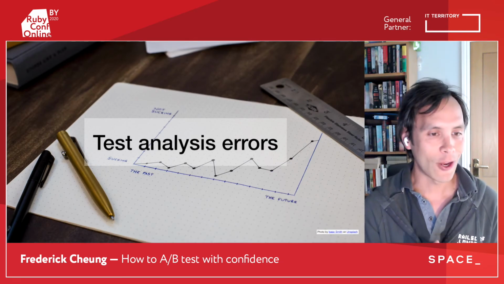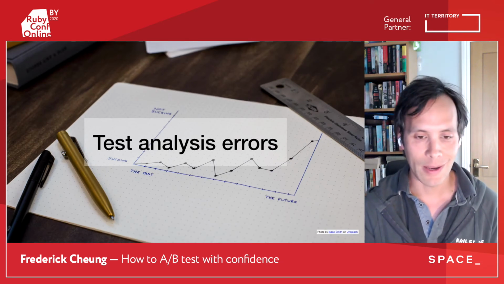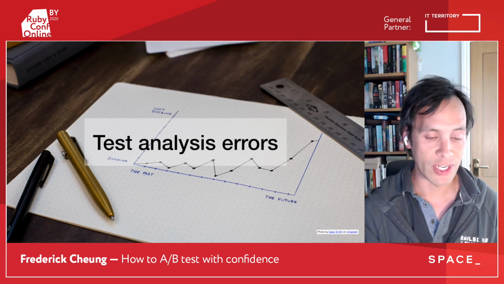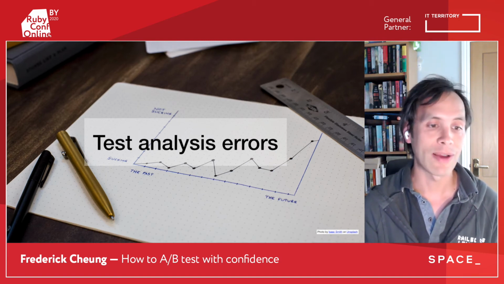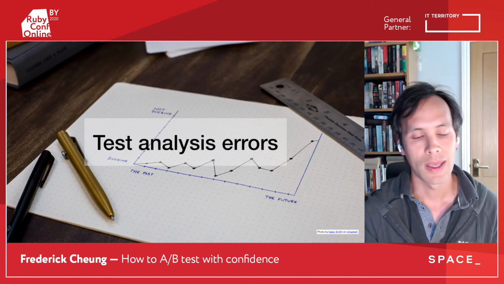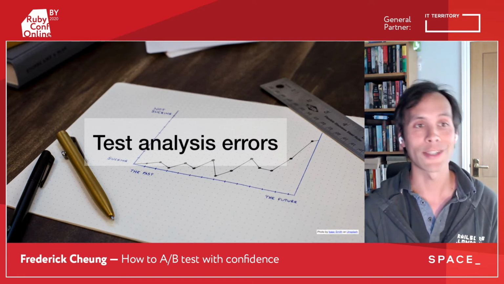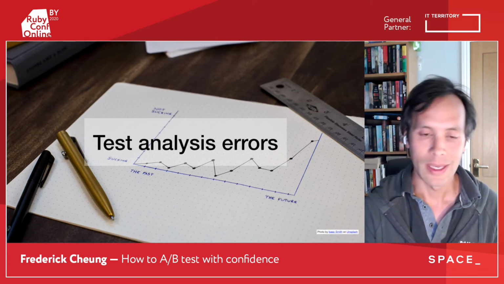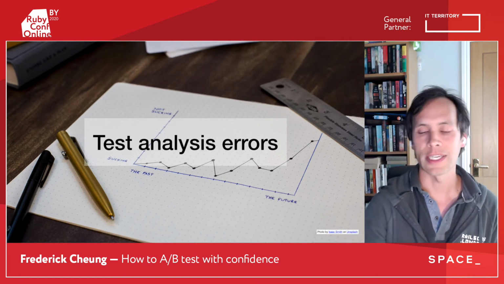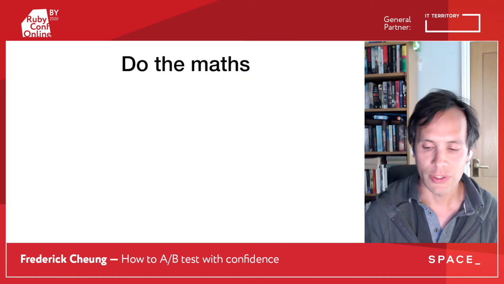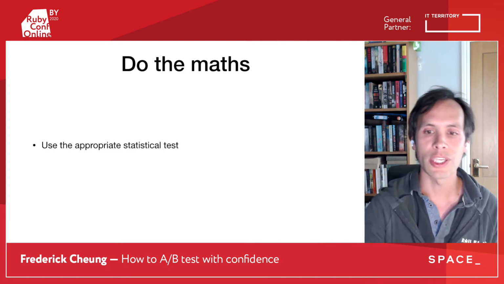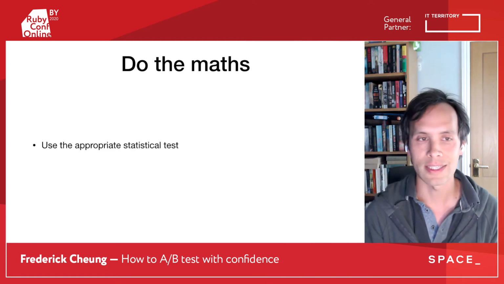So let's hope that maybe you've avoided all these errors. You run your test, you've reached your sample size, and now it's time to analyze the test. There are things that can go wrong here, unfortunately. So the first thing you should be trying to do is the maths. That means use the appropriate statistical test.